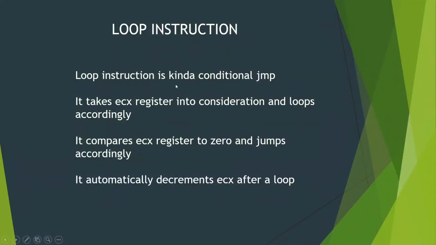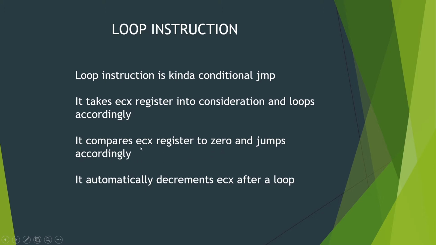So guys, in this video we are going to see the loop instruction. In the previous video we have seen the conditional jumps, and this loop instruction is kind of a conditional jump. It takes the ECX register into consideration and loops accordingly. So if you want to loop 10 times, you need to put the iterator value in the ECX. I mean, you need to put 50 or 40 in the ECX. You cannot use another register as an iterator, and it compares the ECX register to 0 and jumps accordingly.